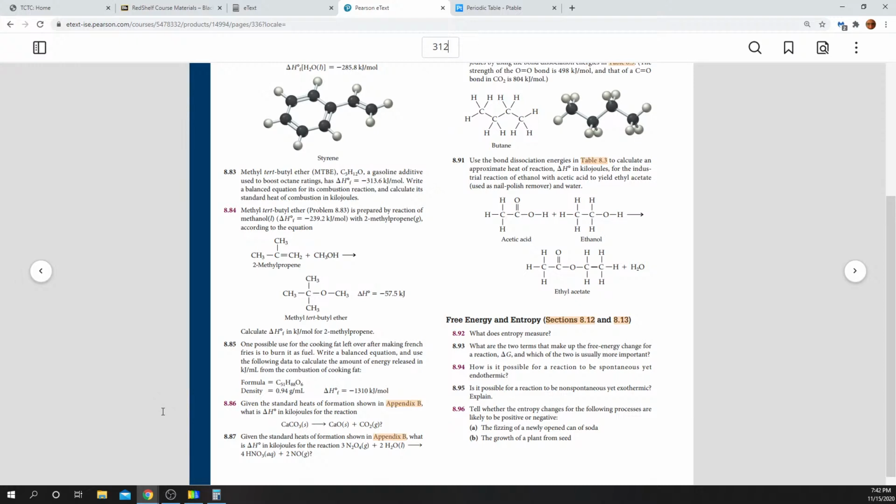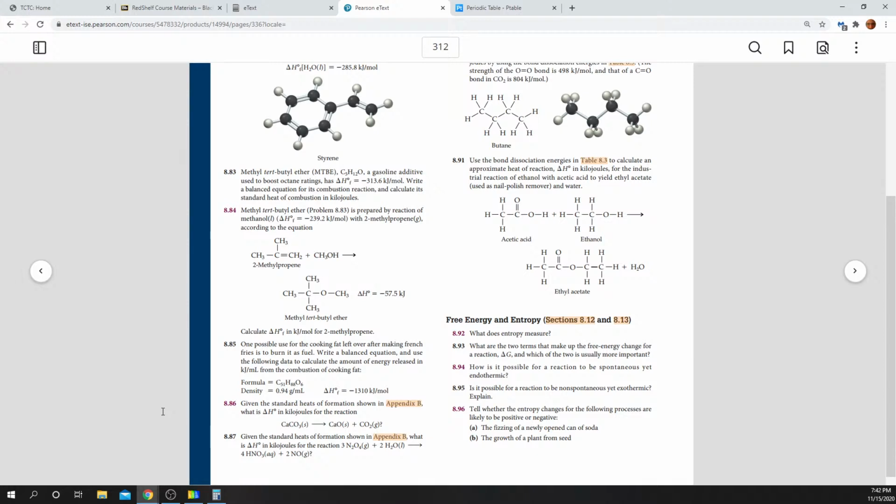96. Tell whether the entropy changes for the following processes are likely to be positive or negative. The fizzing of a newly opened can of soda. That is going to be positive because you have the dissolved carbon dioxide coming out of solution and entering the gas phase. And thus it is more free to explore because now it's a gas.